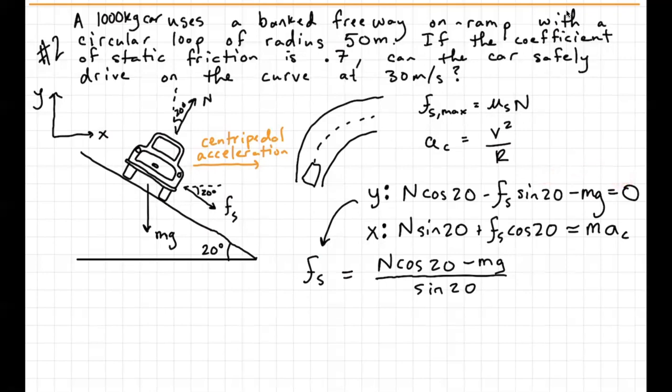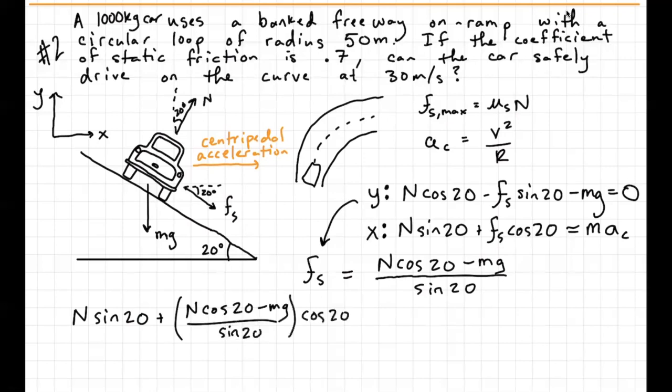That's all I did. All right, so now I'm going to take that expression and plug it in for Fs in this equation and solve for n. So I've got n sine 20 plus (n cos 20 minus mg) over sine 20 times cosine 20 is equal to m a_c, which is some number. I'll just leave it as a_c for now.